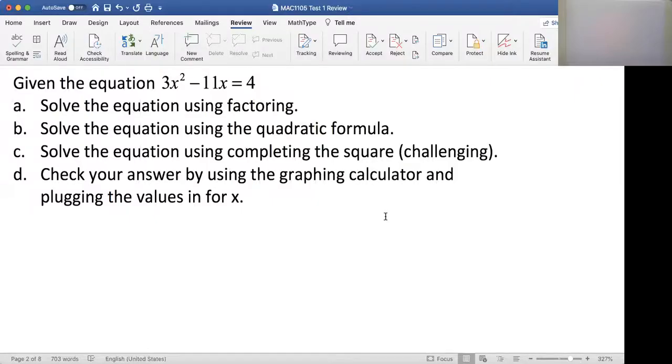Okay, this question asks us to solve it by factoring, quadratic formula, and completing the square. And then we want to check our answer by plugging in those values for x. So 3x squared minus 11x equals 4 is what we're starting with. And we will first try to solve that with factoring.